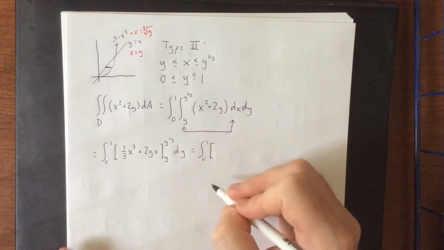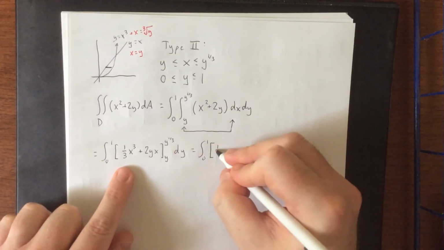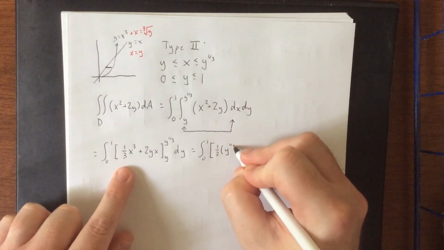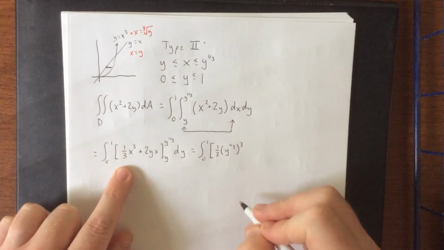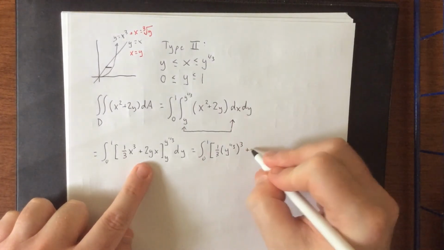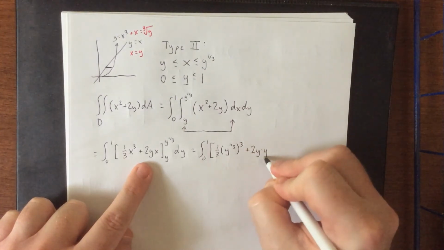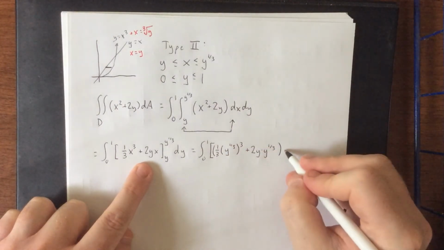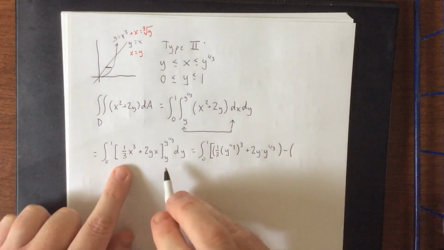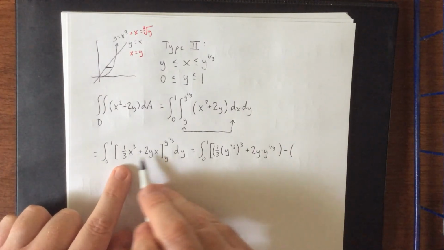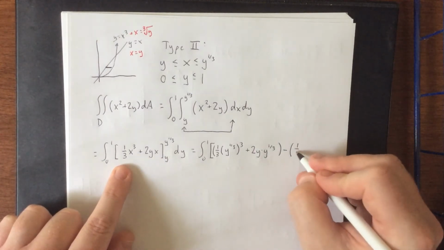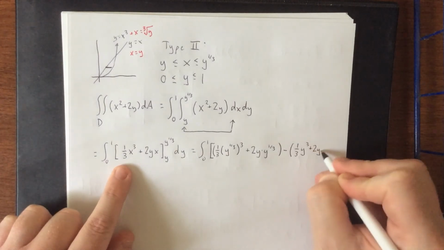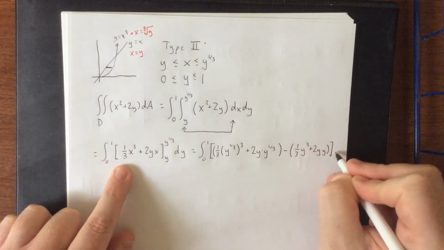Plugging these quantities in, we will get 1/3 of, oh well, this is convenient, y to the 1/3 cubed, that's very convenient, plus 2y times y to the 1/3, minus, plugging in our lower bound, I'm simply going to replace all of my x's with a y. So that'll be 1/3 y cubed plus 2y times y.